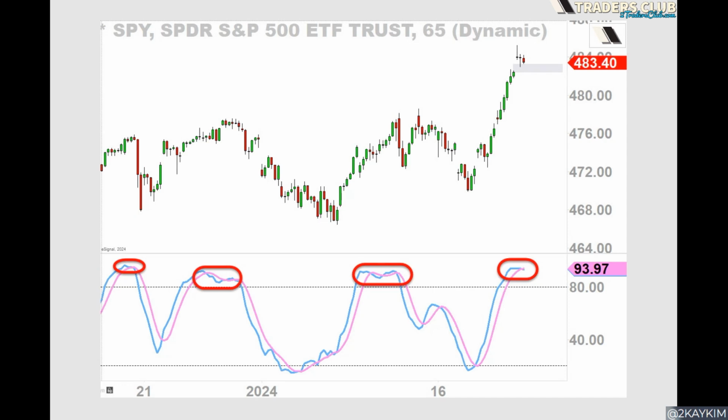Just keep that in mind. But we're sort of topping out here. We might have at most another day or two of a sort of grinding higher, but sooner or later that oscillator is going to be needed to reset and cross back up, because it's elevated, it's overbought, it's overheated.